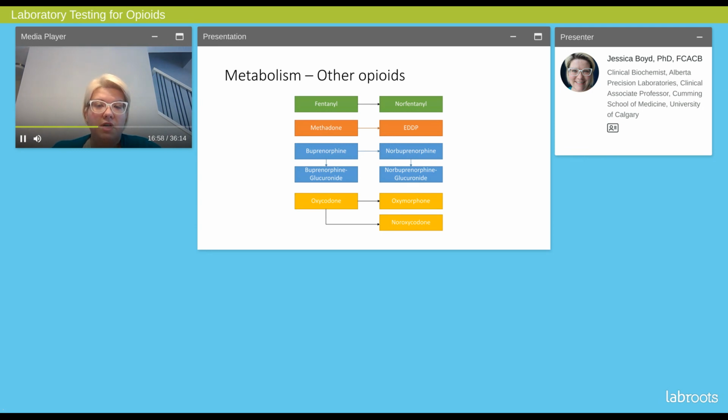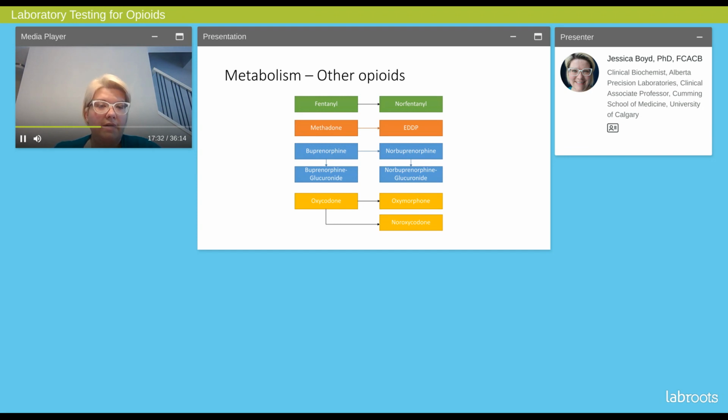This is just a simple diagram for some of the other opioids that we're typically looking at. They're a little bit more simple than the codeine morphine group. So typically we're looking at one parent, one metabolite pair. You can see that buprenorphine also has some glucuronides floating around there. And here I would point out that for methadone and buprenorphine, we actually monitor, even on our immunoassays, at least for methadone, both the parent and the metabolite.